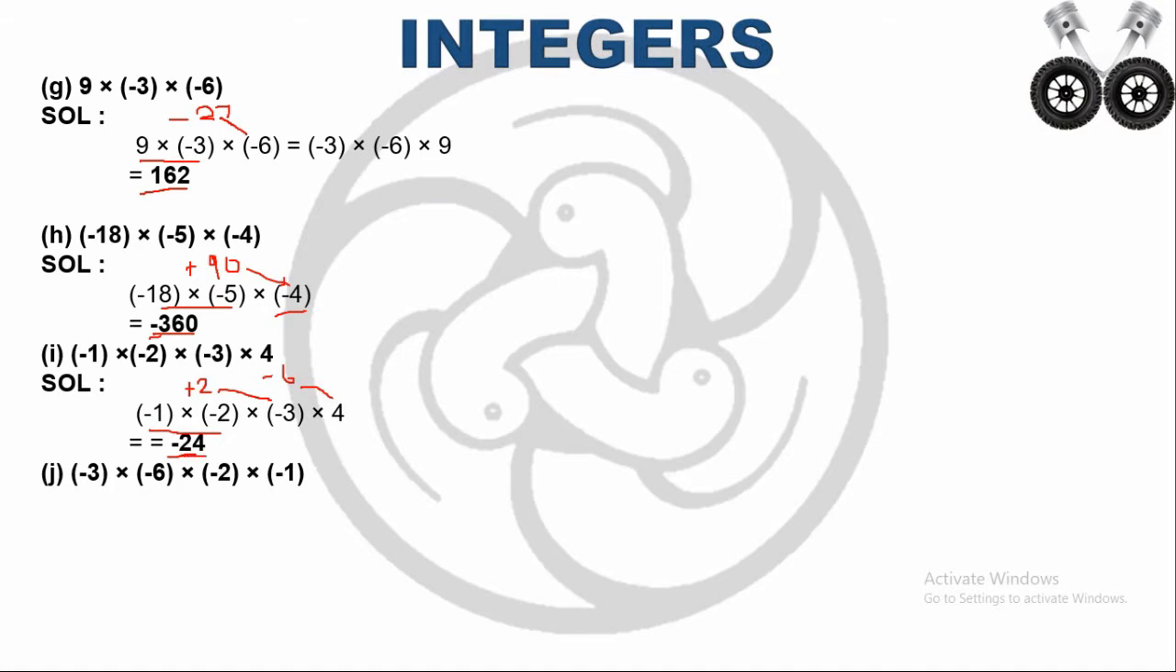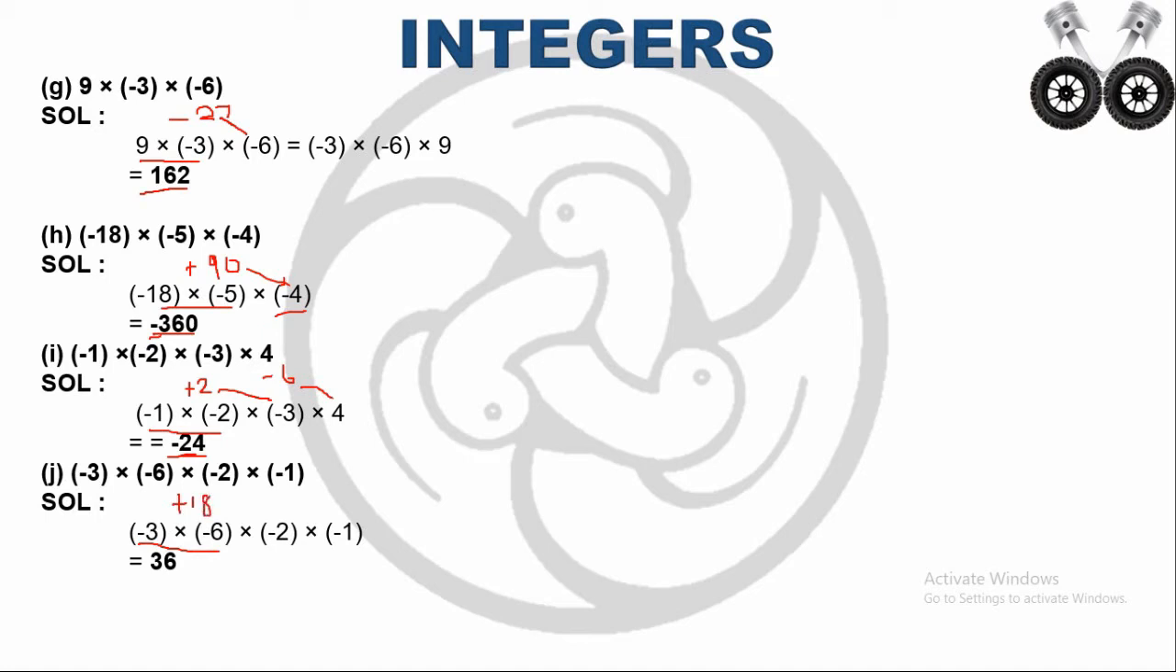Then subdivision J: minus 3 into minus 6 into minus 2 into minus 1. So here we are having 4 integers with the same sign. So very first I should multiply minus 3 into minus 6. Here 2 integers are having the same sign. That means I have to put the positive sign. 3 into 6 is 18.